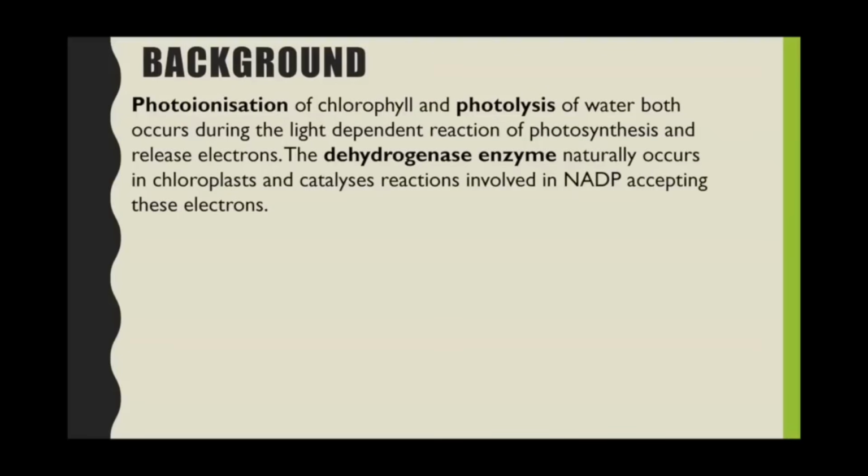So we'll start with photosynthesis. Photoionization of chlorophyll and photolysis of water. Both of those reactions occur in the light-dependent reaction because they require light energy for those reactions. And in both photoionization and photolysis, electrons are released. The dehydrogenase enzyme, which naturally occurs inside of chloroplasts, catalyzes reactions involved in the NADP, which is the coenzyme, accepting or picking up those electrons which have been released.